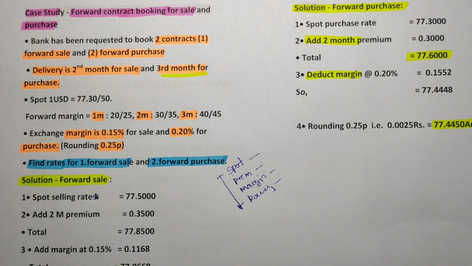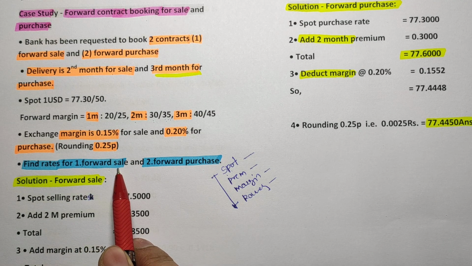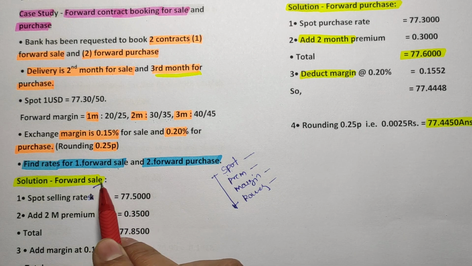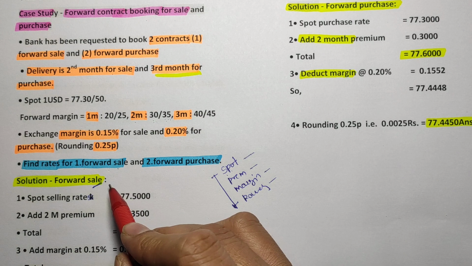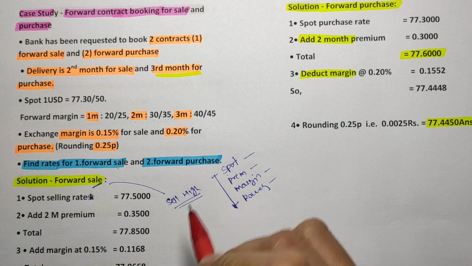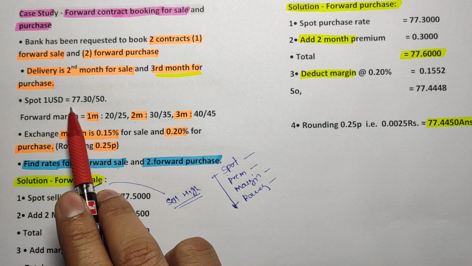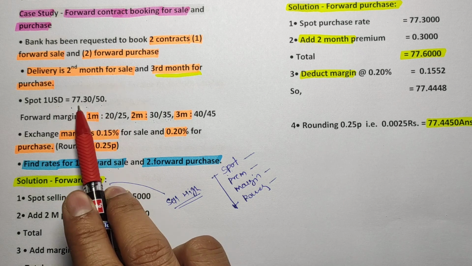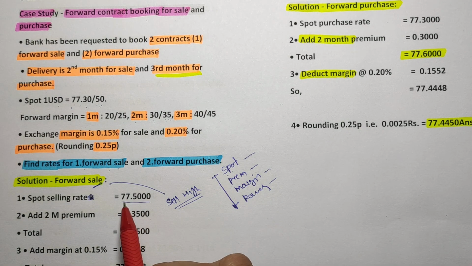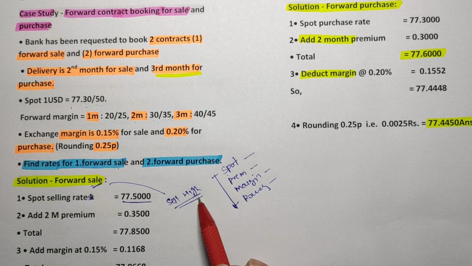Now see, very first we will calculate the forward sale. What will be the rate for the forward sale? When there is the word sell, we have our principle. What is our principle? Buy low and sell high. Our principle is sell high. So what is the spot rate they have given? $1 is equal to 77.30/50. Which is the highest value? 77.50. So 77.50 we will take as the spot rate, because it is the selling case, and in the selling case we have to sell high.